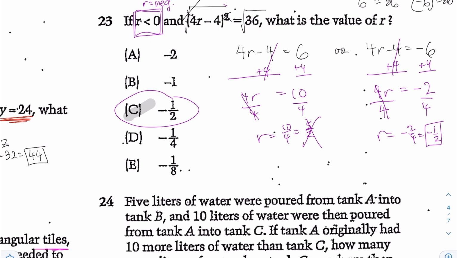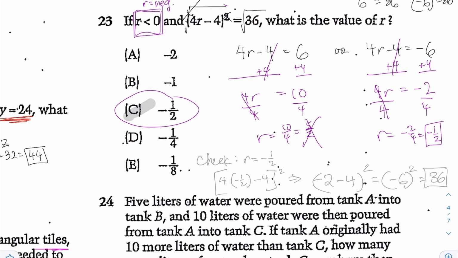Now you can also check your work here by substituting in. If r is equal to negative 1/2, substitute that in for r. So instead of 4 times r minus 4, you have 4 times negative 1/2 minus 4. This whole thing is being squared. I want to see what this is equal to. Well, 4 times negative 1/2 is negative 2. And negative 2 minus 4 is equal to negative 6. And negative 6 squared is positive 36, because negative times negative is positive. So everything does check out. We know that r has to be equal to negative 1/2.